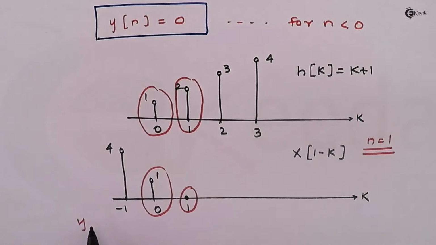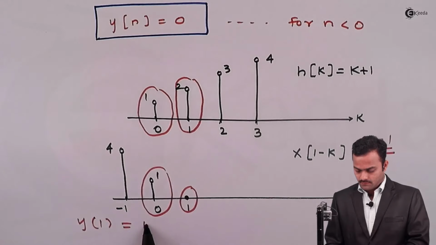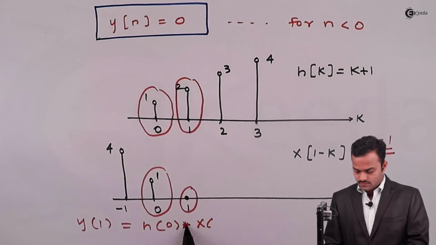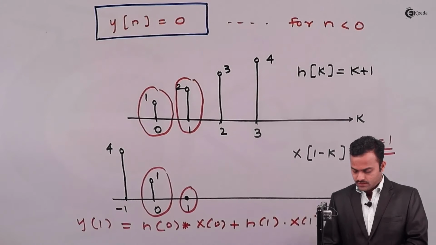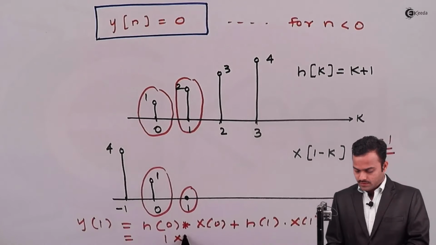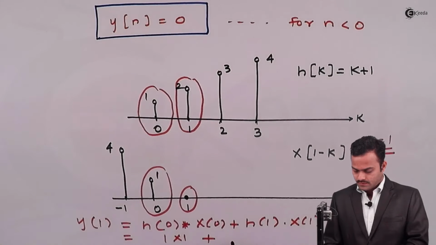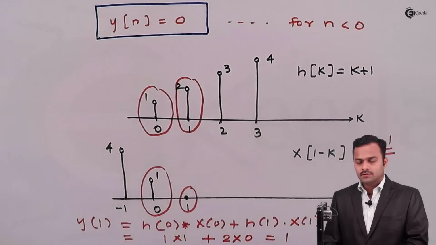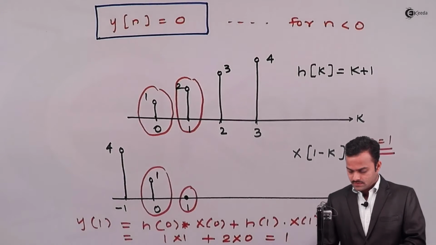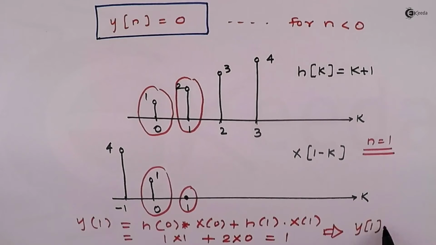So we can say over here y of 1 equals h of 0 into x of 0 plus h of 1 into x of 1, which is nothing but 1 multiplied by 1 plus 2 multiplied by 0. So the answer we obtained is 1. So the outcome of this is y of 1 I am getting as 1.